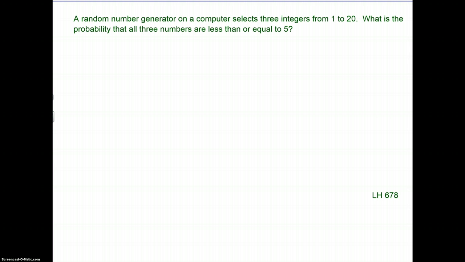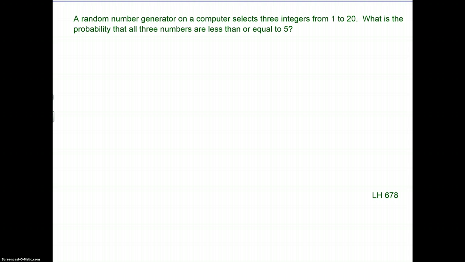Okay, so now we have a random number generator on a computer, and it is producing numbers between 1 and 20. And we're interested in finding out the probability that all three numbers, it's going to pick three, all three of them are less than or equal to 5. So these are independent events, and one does not influence the other.